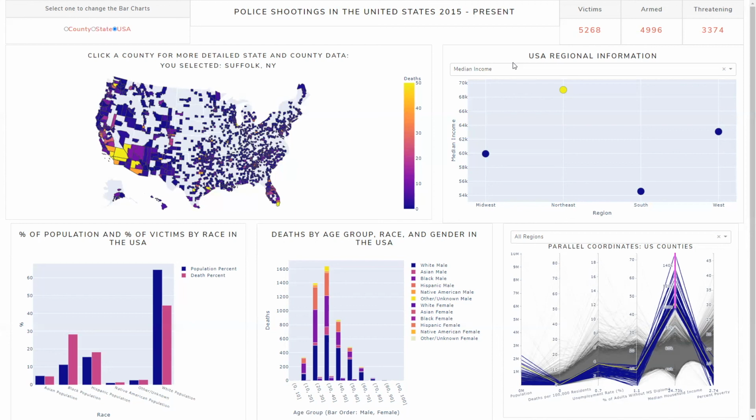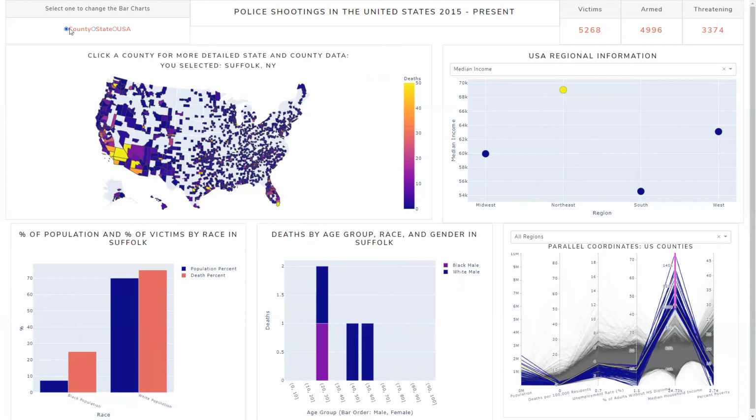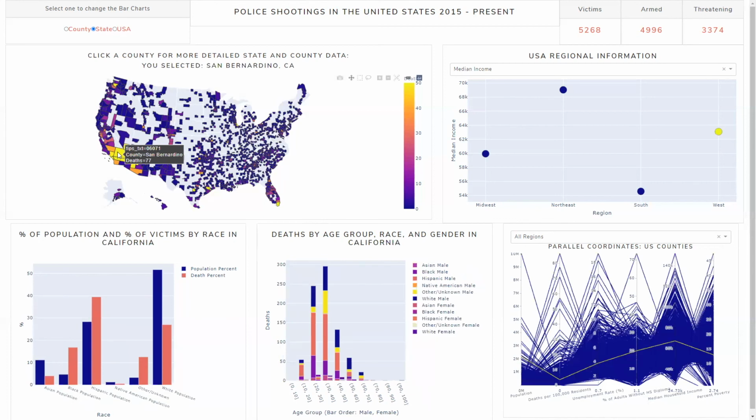Also, we have these buttons over here that we were using in our demonstration that really tie the whole thing together. We could look at the entire United States, or we could even go to a specific state and only look at the statistics in that particular area. County even gets more specific. Go back to state. This gives the user a lot of control over which data they want to see.